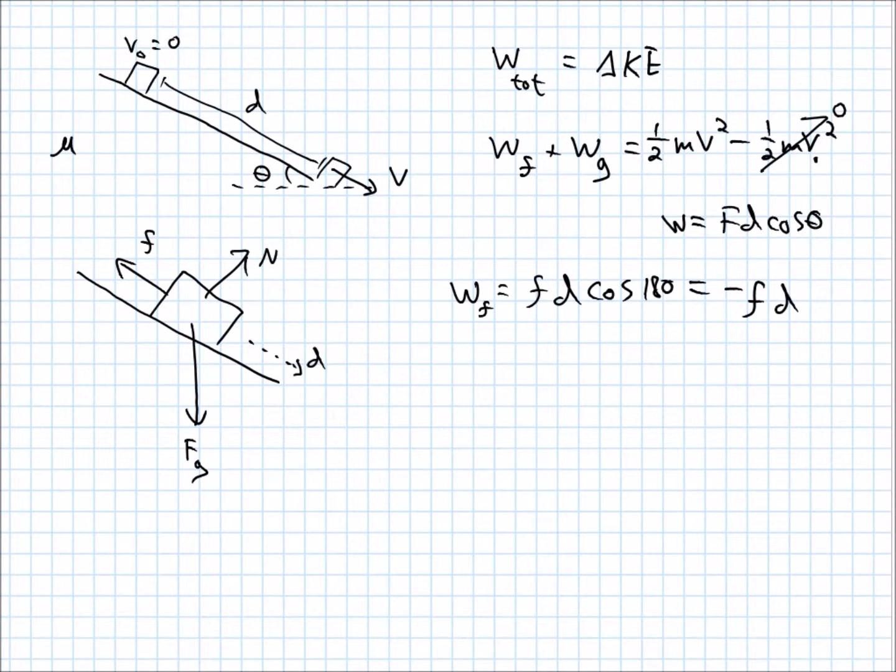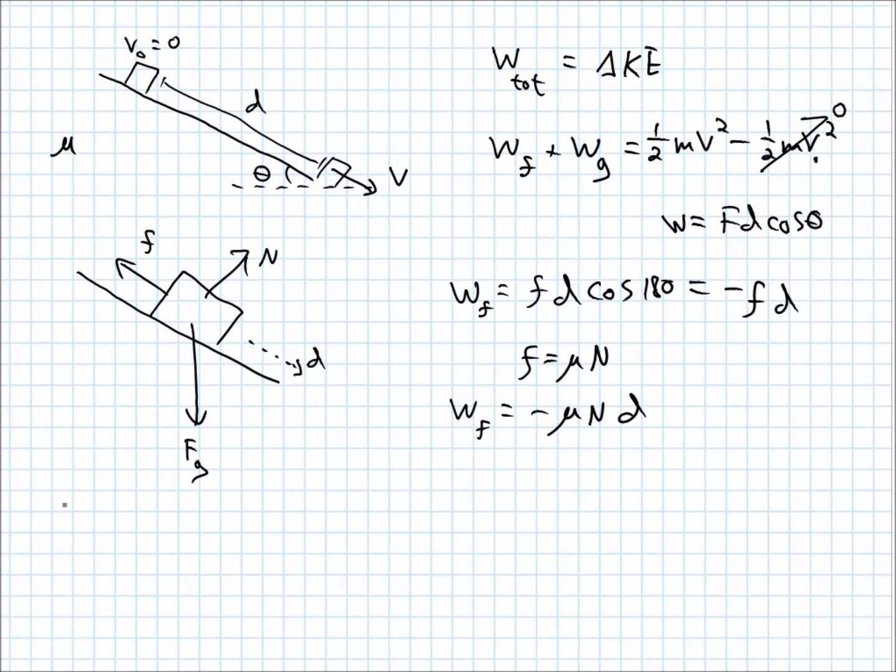Okay, but we don't know the force of friction exactly. We do know, though, that the force of friction is mu times n, right? And so I can rewrite the work done by friction as negative mu times n times the distance. But we don't know the normal force, so we just keep plugging in here, right? We don't know the normal force. We have to find that.